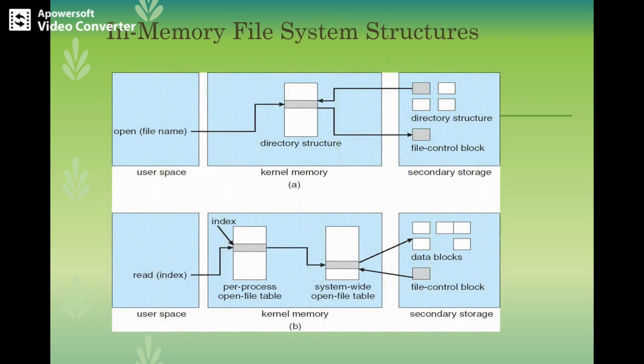Here we have the in-memory file system structures for both file open and file read. As I mentioned, these are the file open and file read structures. Whenever file open is invoked, or whenever a file is set to open, it will locate the particular file.